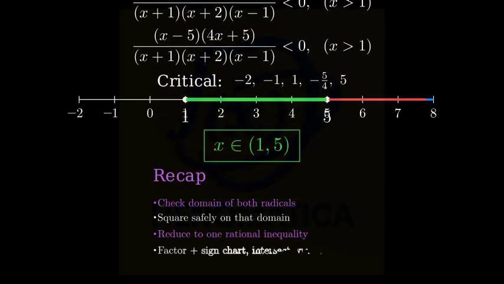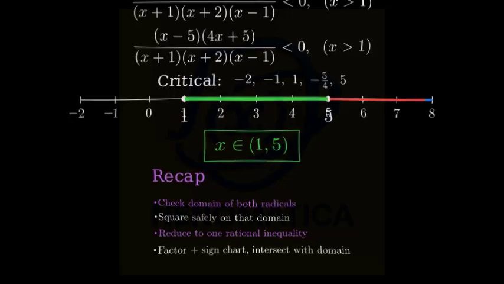Recap. 1. Check the domain of both radicals. 2. Square safely because both sides are non-negative on the domain. 3. Combine into a single rational inequality and simplify. 4. Factor and use a sign chart, then intersect with the domain. That leads directly to x in the open interval 1 to 5.